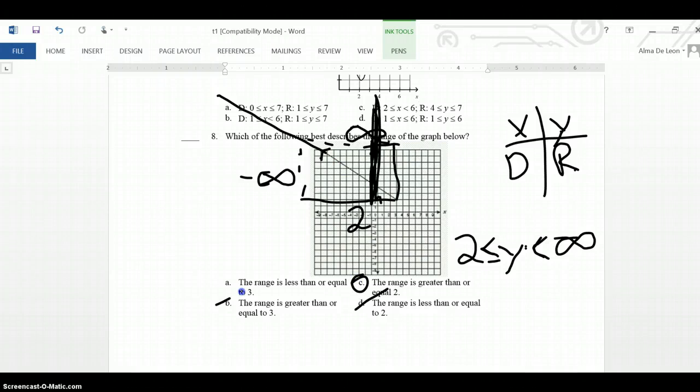My answer is C. And if you look at any other answer choice here, we're not using 3. We're using 2 and everything that's bigger than 2. So you can automatically eliminate A and B. And we're not using any number that's less than 2 on our y-axis because we don't have anything below that. So C actually makes sense.